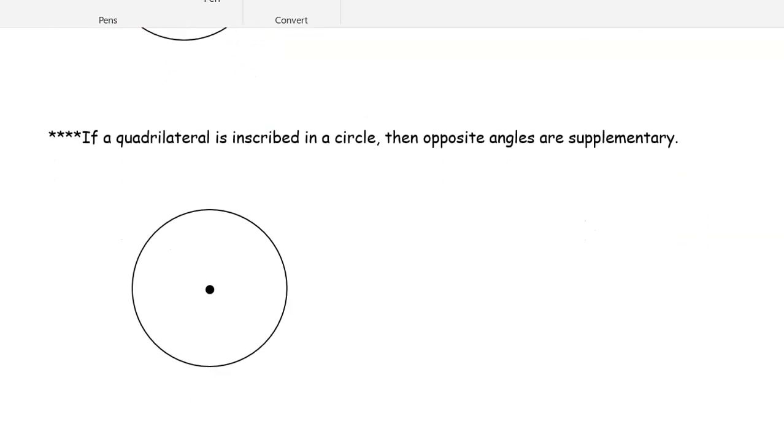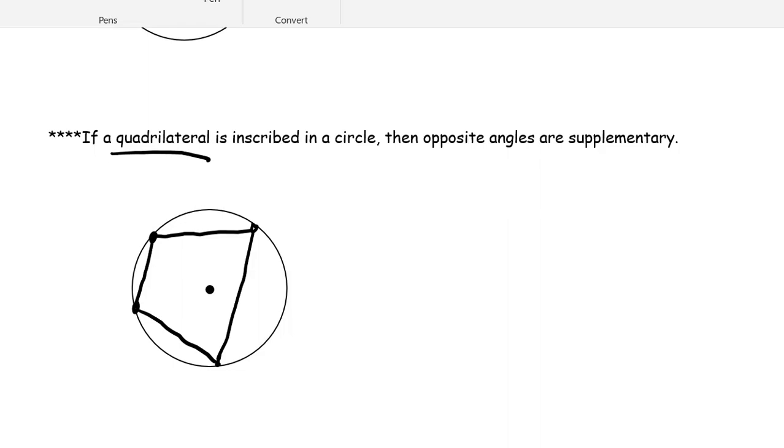Last one, if a quadrilateral is inscribed in a circle, so quadrilateral means we have four sides. So let's put a dot here, here. We can put them anywhere. Let's put it over here. So quadrilateral, all four of them are inscribed angles, so they all lie on the circle. Then the opposite angles are supplementary.